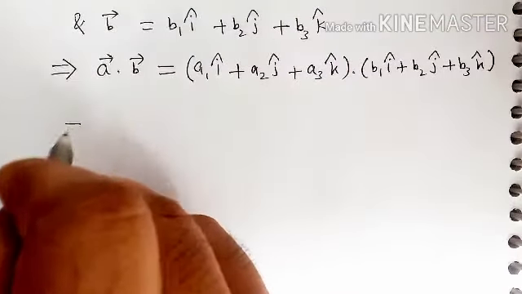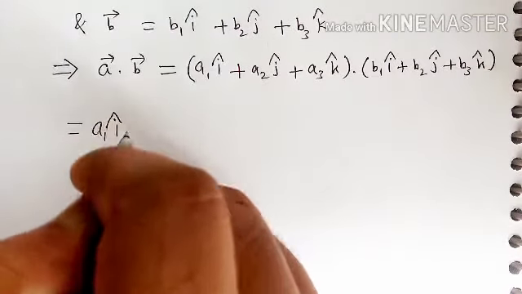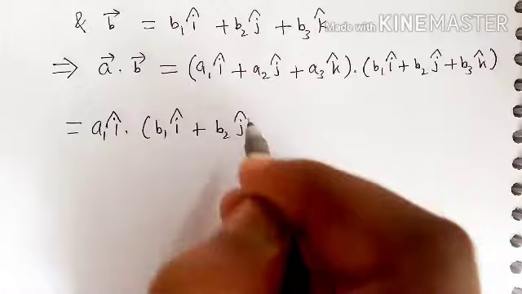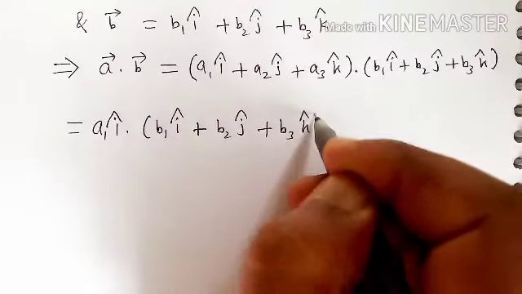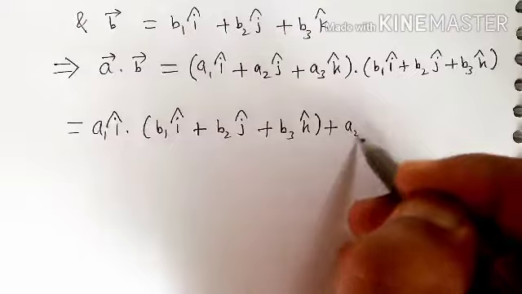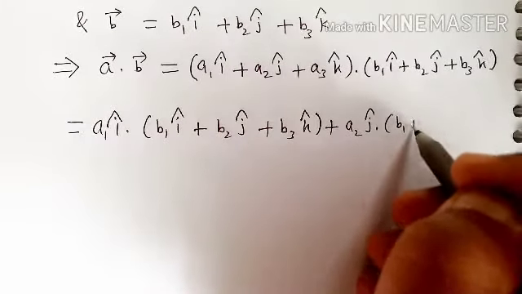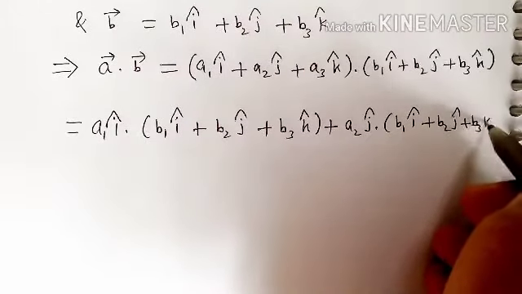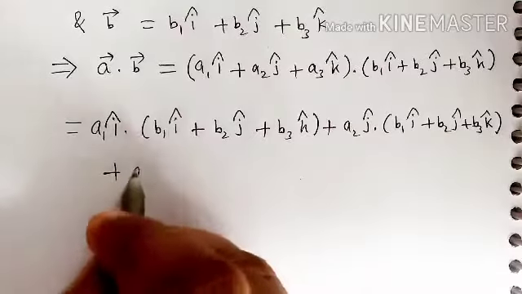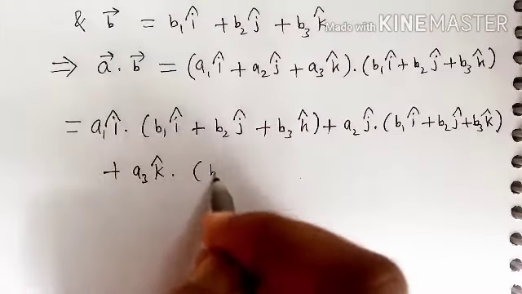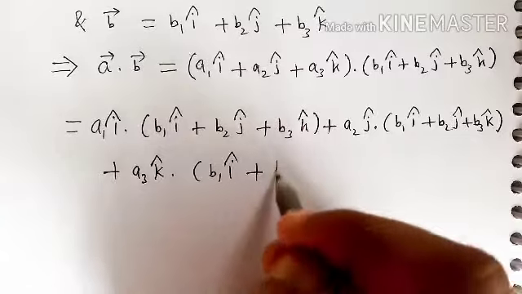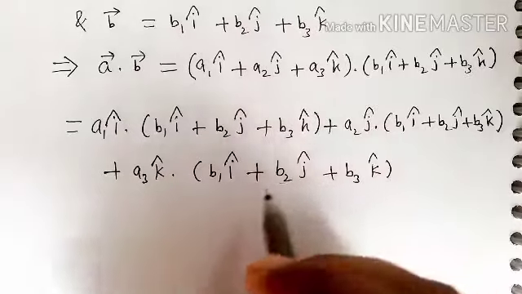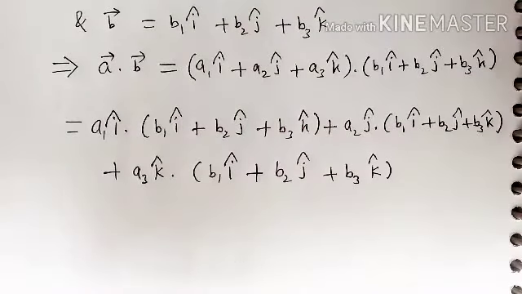This can be written as A1 i cap dot (B1 i cap plus B2 j cap plus B3 k cap) plus A2 j cap dot (B1 i cap plus B2 j cap plus B3 k cap) plus A3 k cap dot (B1 i cap plus B2 j cap plus B3 k cap), since dot distributes over addition.